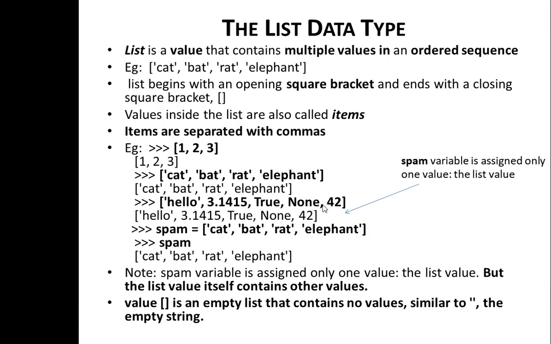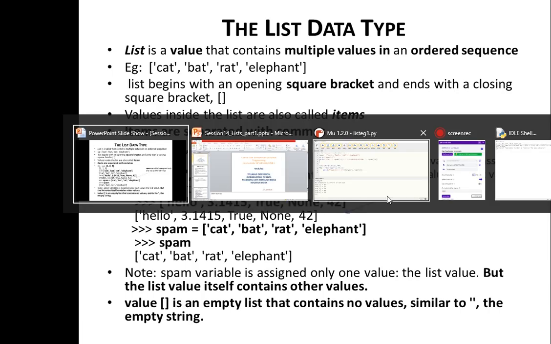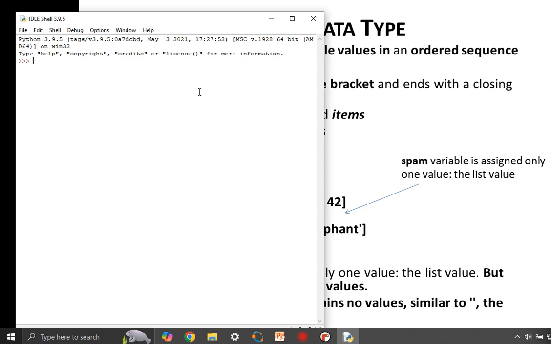So let's go to the IDLE screen and create a list. So how do I create a list? Just give 1, 2, 3 within square brackets. So this will create a list. This is a list where I have the items as 1, 2, and 3. Now let's create a list with string values. So let's do something like this.